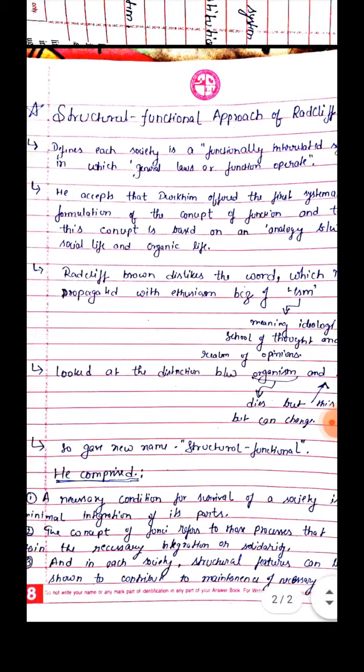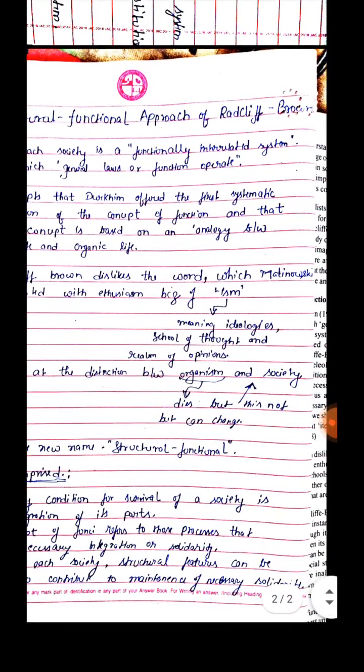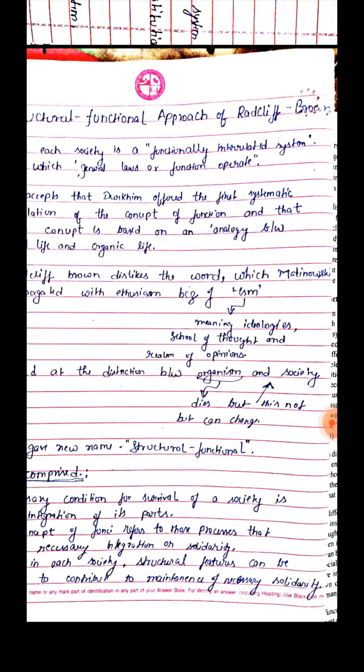So he modified the name of functionalism to structural function. Further you will see he looked at the distinction between organism and society. What Radcliffe Brown did is he observed the difference between organism and society. What is the exact difference?